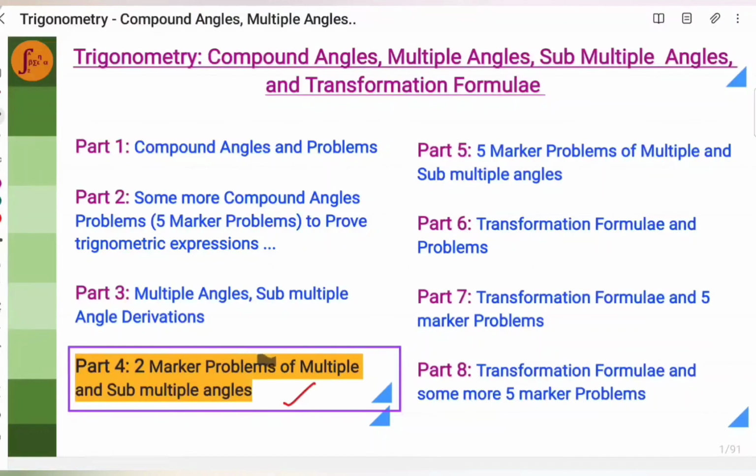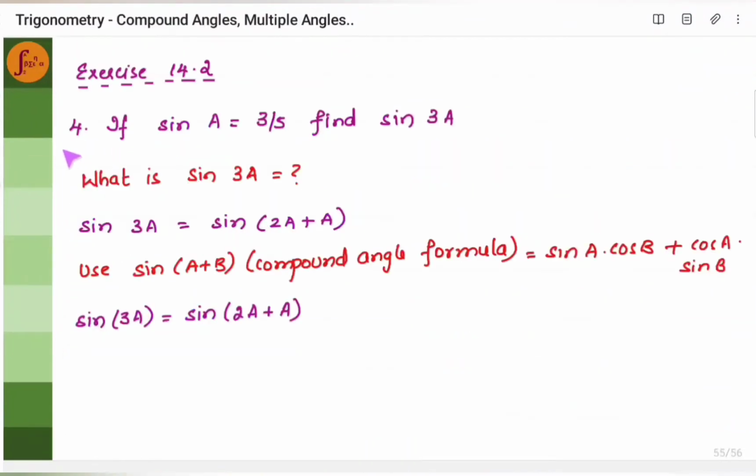Hi everyone. In this video we will go through a few 2-mark problems related to multiple and submultiple angles. Now we'll take this problem. If sine A is 3 by 5, find sine 3A. Now we don't know what sine 3A is, so I will use the method of derivation.